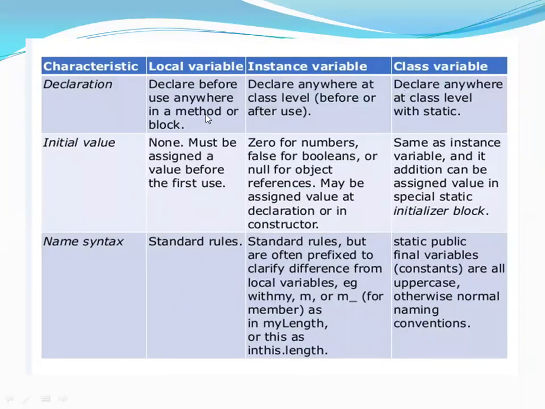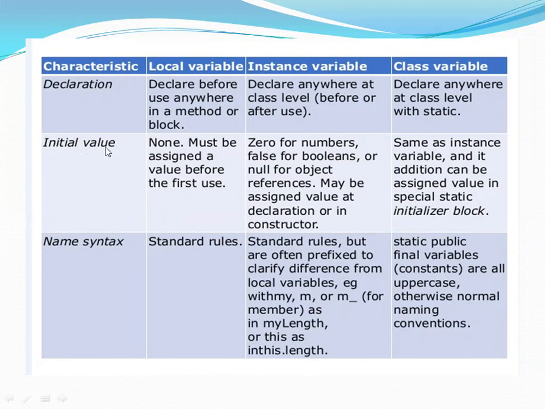Declare before use anywhere in a method or block. Declare anywhere at class level. See, now you need to understand. Declare anywhere at class level before or after use. Declare anywhere at class level with the static keyword. Clear, right?